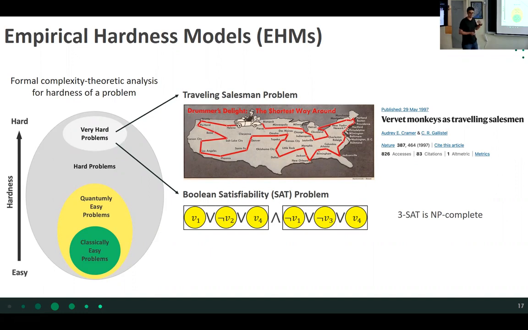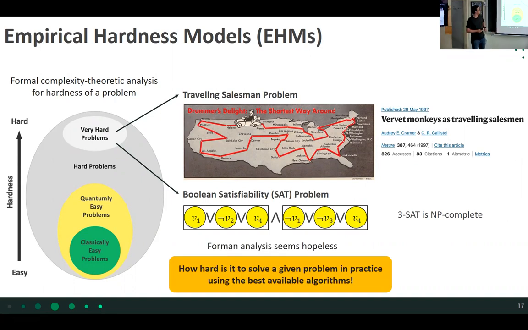They are widely used in applications for different industries. People have constructed algorithms for solving these problems. But when we are considering the efficiency of these algorithms, the main question that we are answering in the empirical hardness model is how hard is it to solve a given problem in practice using the best available algorithms that we already have for this type of problem. Clearly, the theoretical analysis is hopeless here.